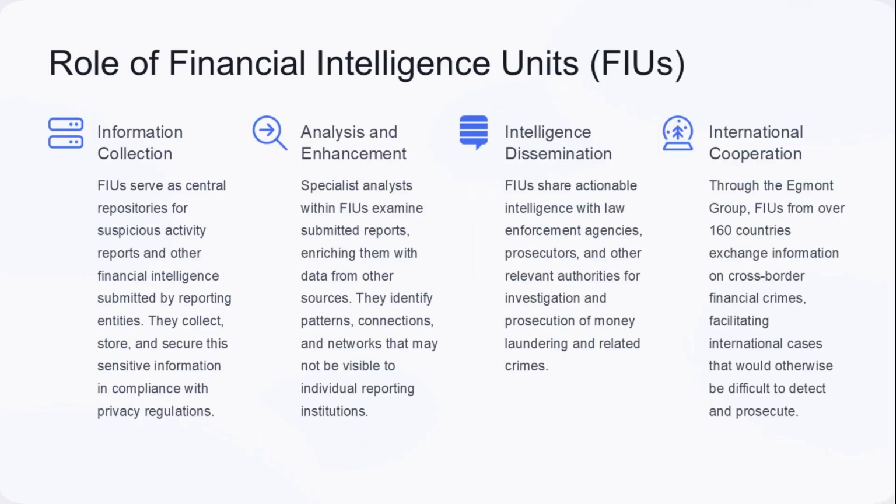Financial intelligence units, or FIUs, play a pivotal role in combating financial crimes. They serve as central repositories for suspicious activity reports, analyzing and enhancing submitted reports to identify patterns and connections. FIUs share actionable intelligence with law enforcement and other authorities, facilitating investigations and prosecutions. International cooperation through organizations like the Egmont Group strengthens cross-border financial crime investigations.